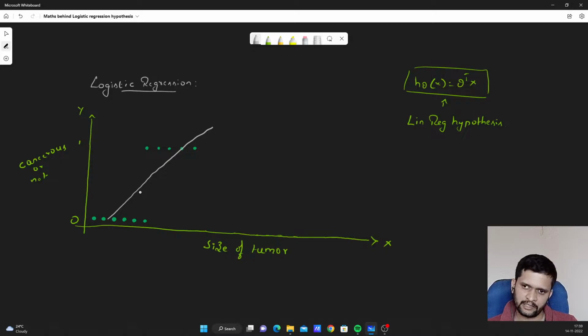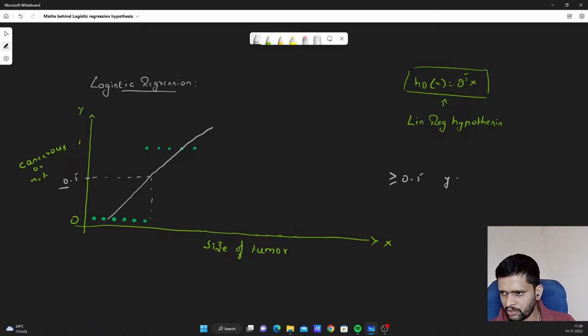And in order to classify, let's say we arrive at a threshold, let's say it is 0.5, and whatever this theta transpose x line predicts, if it is greater than or equal to 0.5, we classify it as belonging to 1. If it is less than 0.5, we classify it as belonging to class 0, right?